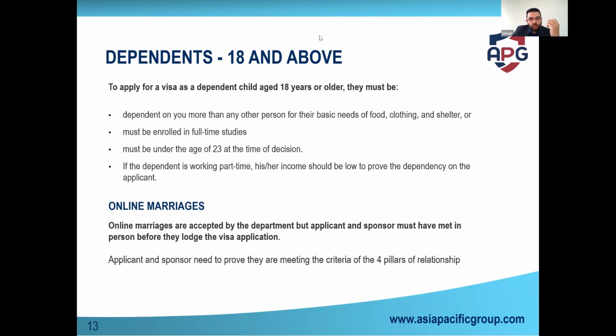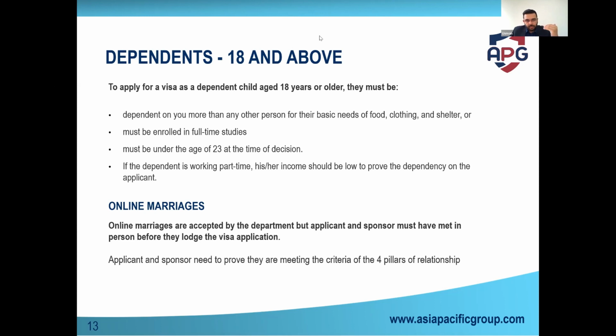How? Because you can show that the children are dependent on the mother for the basic needs, as I mentioned on the slide, for food, clothing, shelter. And they must be enrolled in full-time studies. So you have to prove that they are a full-time student and they are not older than 23 years of age, because after 23, they expect them to be independent. Even if they are above 23, one of the few reasons they can still get the visa is if they are mentally impaired or something. But obviously, it creates a new problem in health issues. But again, it's a possibility.